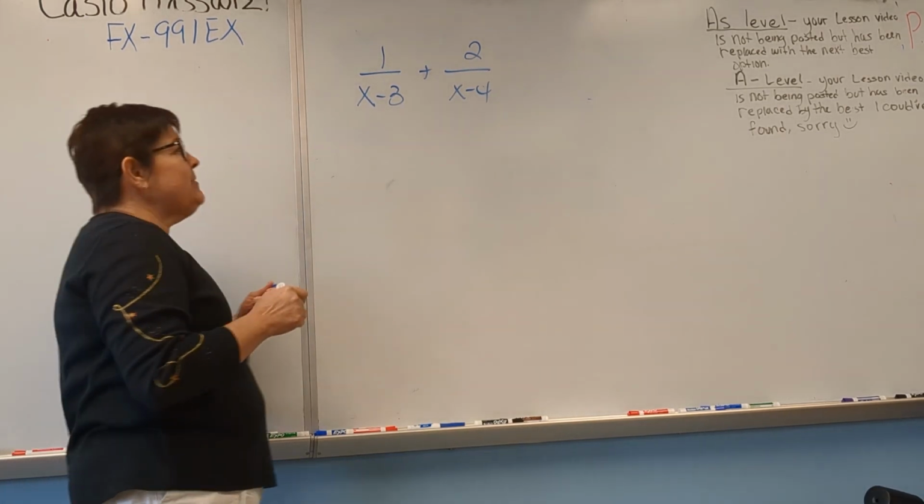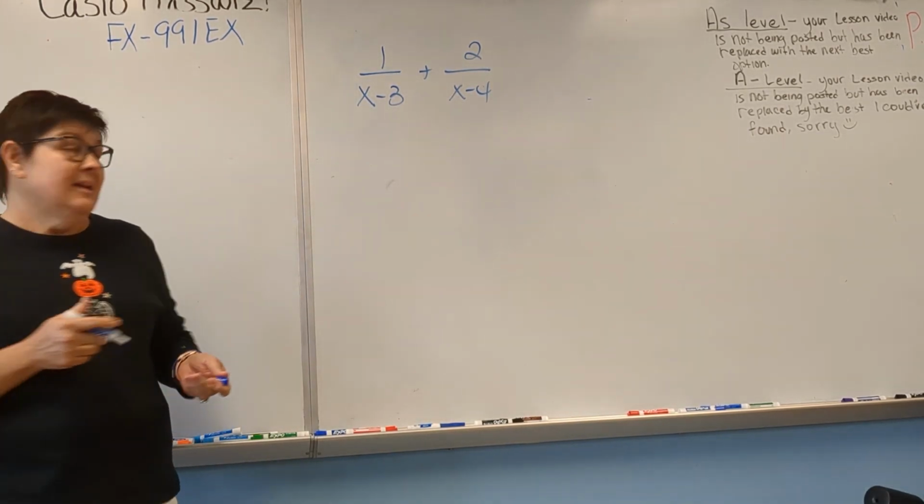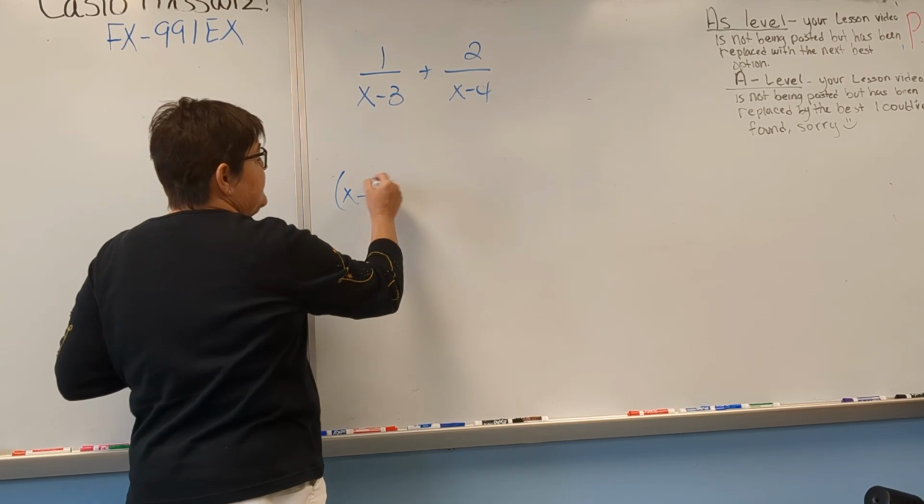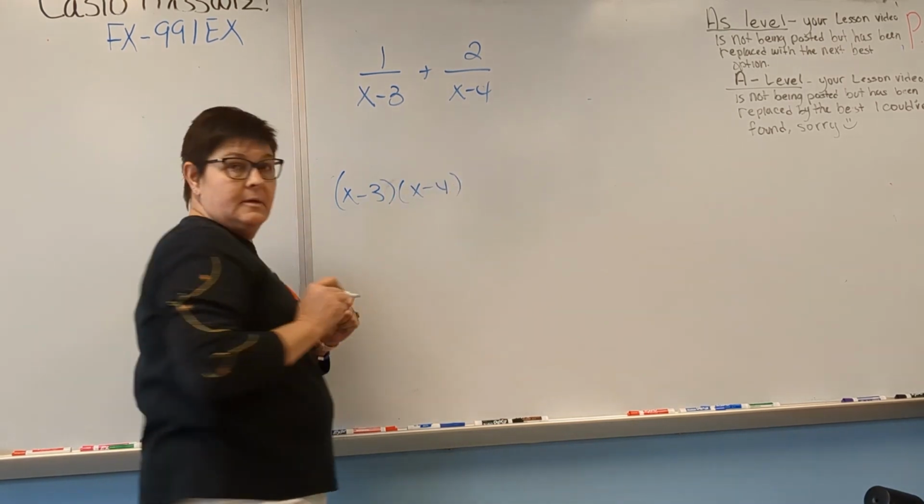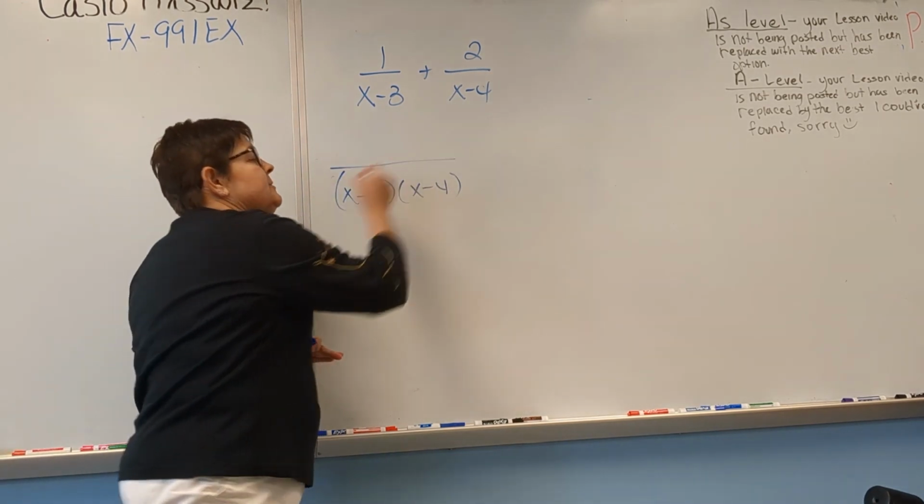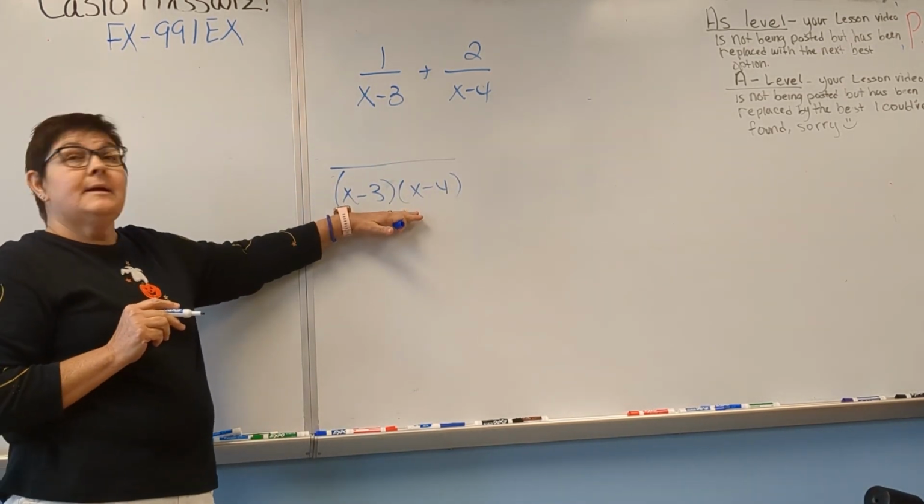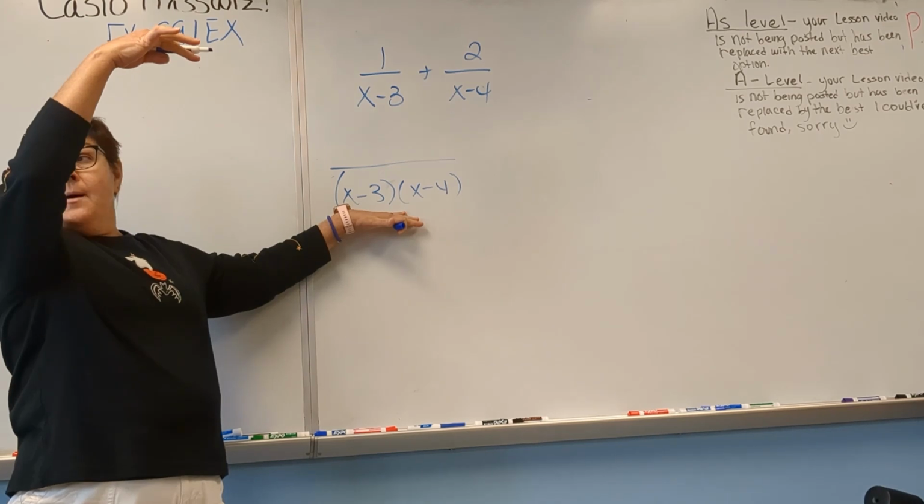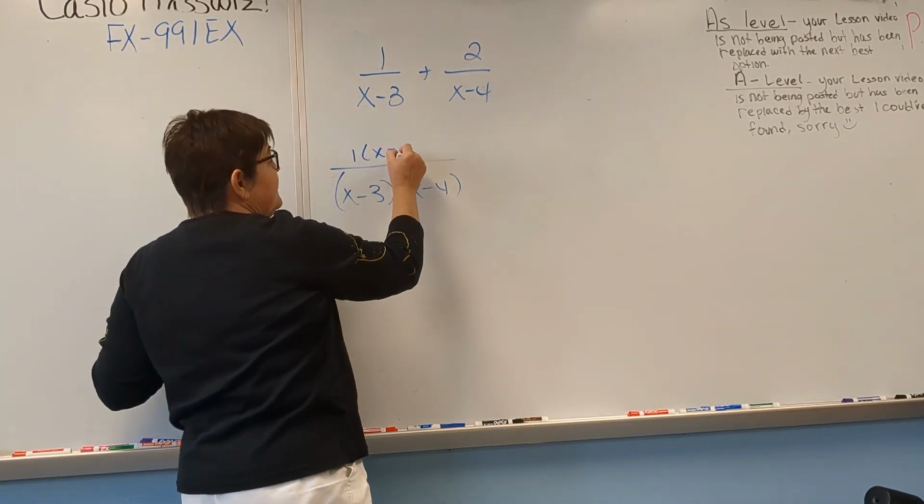Okay, so what would my common denominator of this guy be? Do you agree it's x minus 3 times x minus 4? Okay, so how did I take x minus 3 and make it this new denominator? I multiplied it by x minus 4, so I do the same thing on the top. So it'd be 1 times x minus 4.